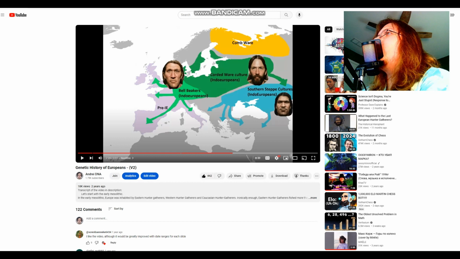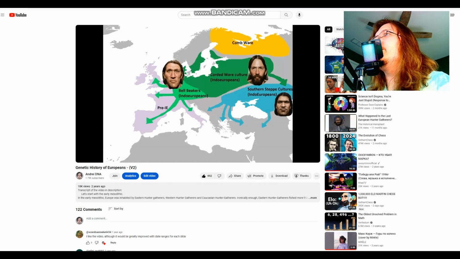Yeah, and there's a little Corded Ware on the top. Pretty cool. The Bell Beakers carried haplogroup R1b, similar to most early Yamnaya, whereas the Corded Ware carried mostly R1a. The Bell Beakers are responsible for the initial Indo-Europeanization of Western Europe. Yep, that's true.